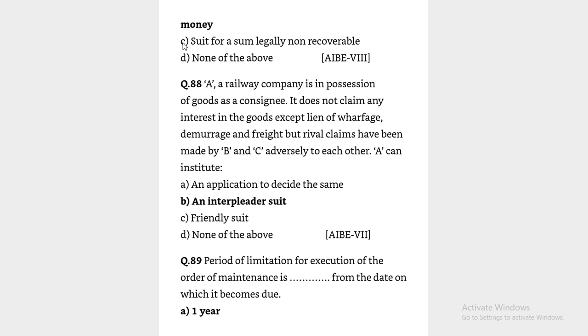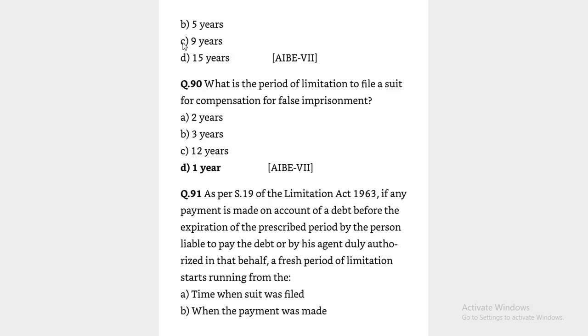The period of limitation for execution of an order of maintenance is 1 year from the date on which it becomes due. What is the period of limitation to file a suit for compensation for false imprisonment? It is again 1 year within which the case has to be filed.